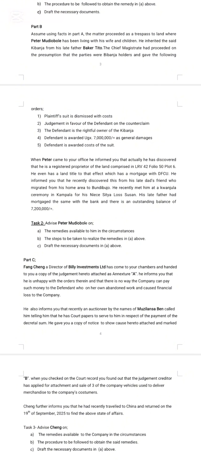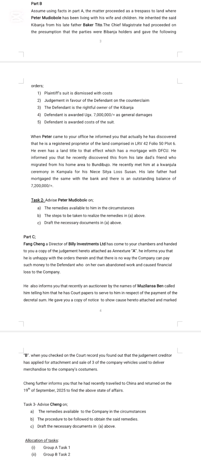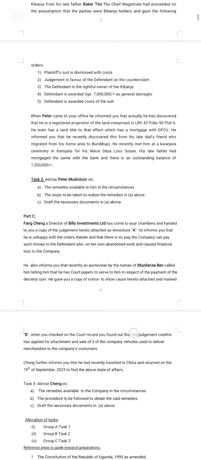Plaintiff's suit is dismissed with costs. Judgment in favor of the defendant. The defendant is the rightful owner of the Chibanja. Defendant is awarded Uganda shillings 7 million as general damages, and defendant is awarded the costs of the suit.